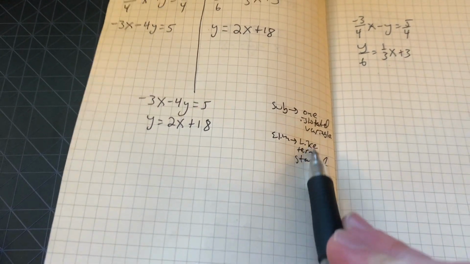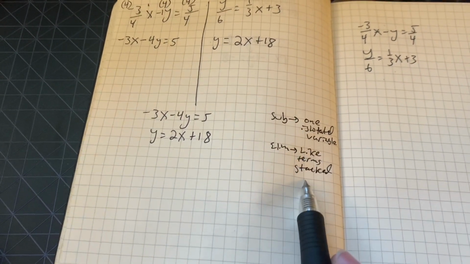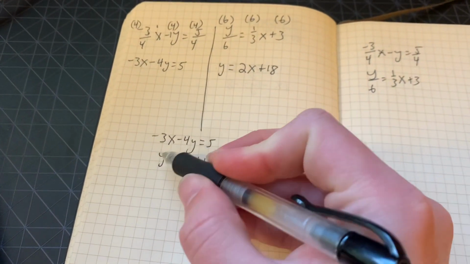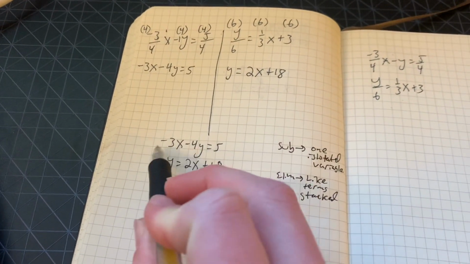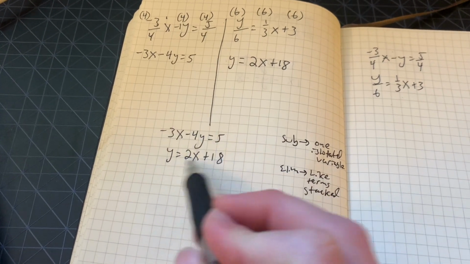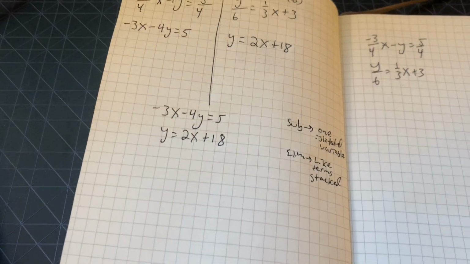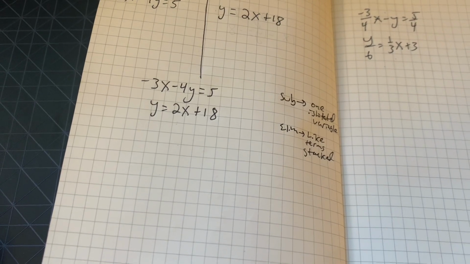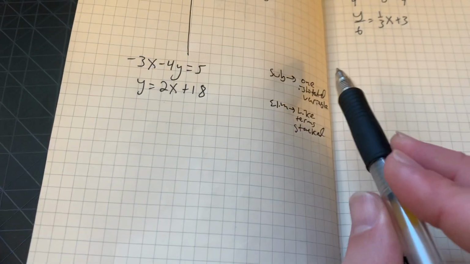Now, let's just see if elimination's ready. Are the like terms stacked? These y's are not on top of each other. This x is on the left side, this x is on the right side. So these are not perfectly stacked on the same side in order for this to work, okay? So I'm gonna use substitution.